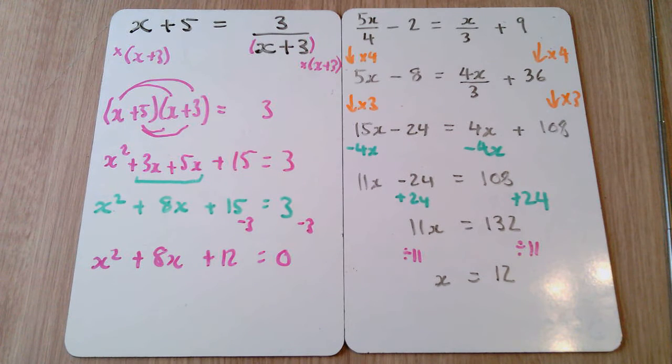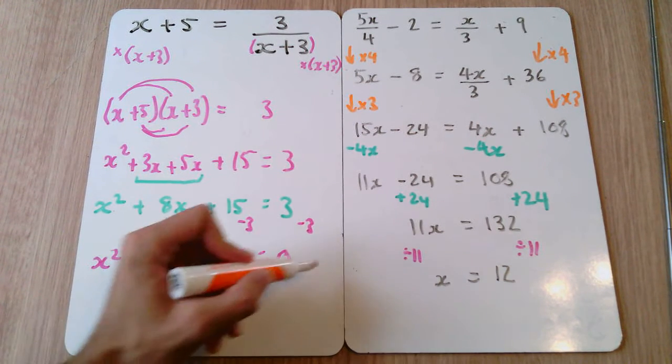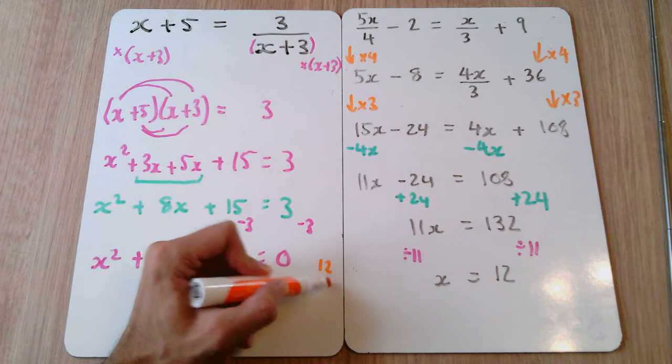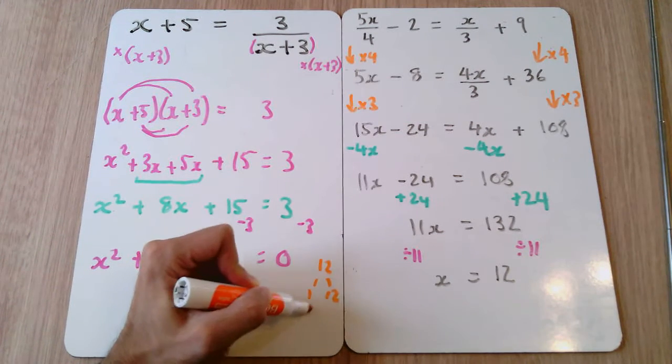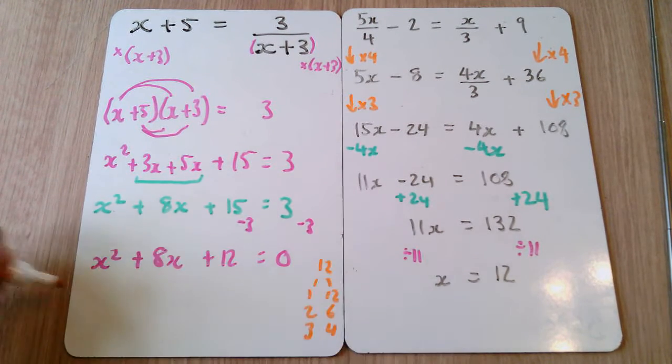Now, to solve a quadratic, you can either factorize or use the quadratic formula. If we want to factorize, we need to find two numbers that multiply to make 12 and add to make 8. Our numbers that multiply to make 12 are 1 and 12, or 2 and 6, or 3 and 4. 2 and 6 add to make 8.